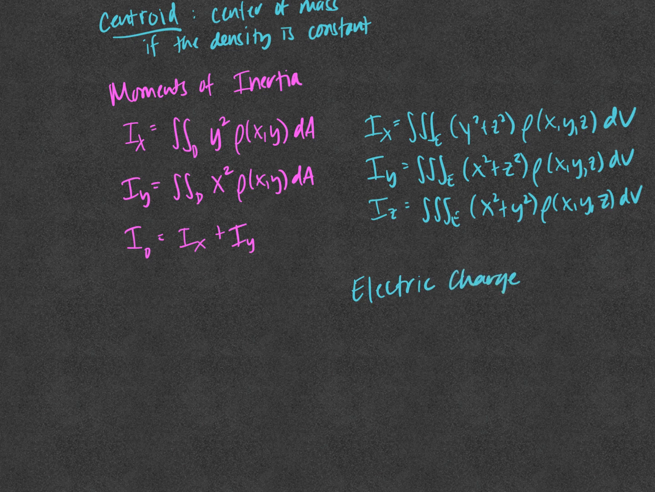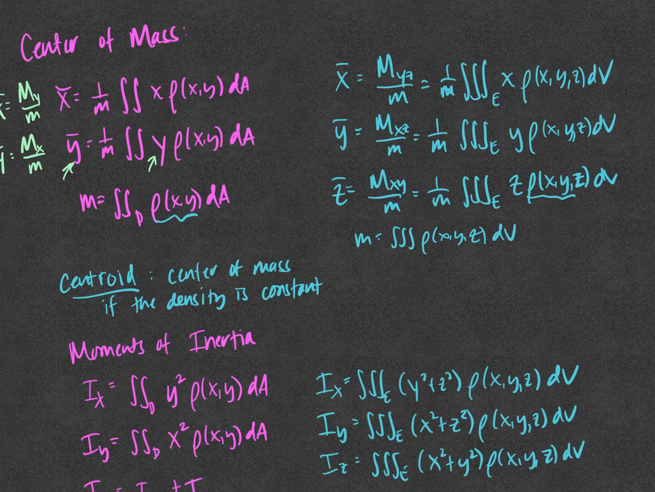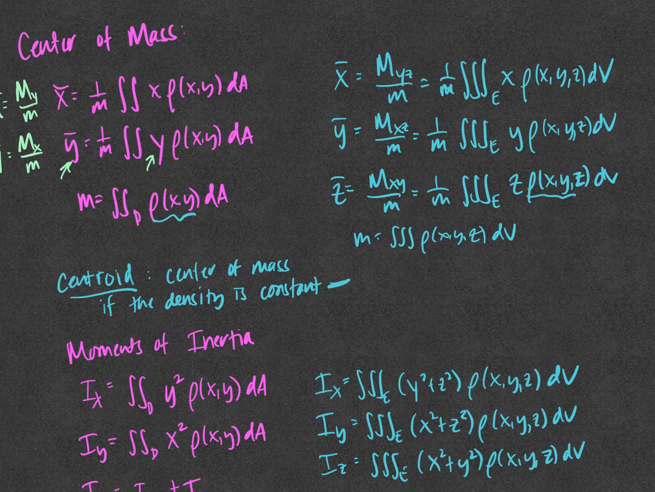Next we're going to do the electric charge. When we're finding the electric charge, we say that Q is equal to the triple integral of sigma of xyz with respect to the volume. That's very similar to the one for double integrals as well, so I'm not going to write that down, and we're going to move on. Remember that this rho is your density function. If your density is constant, then when you find the center of mass, that's the centroid.